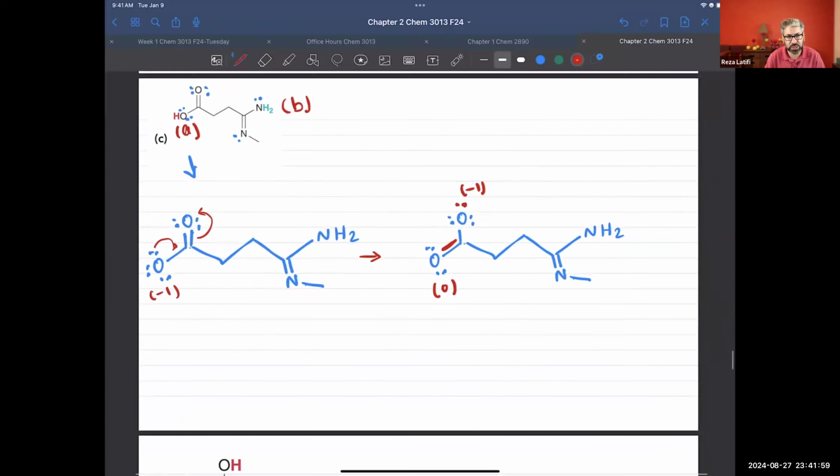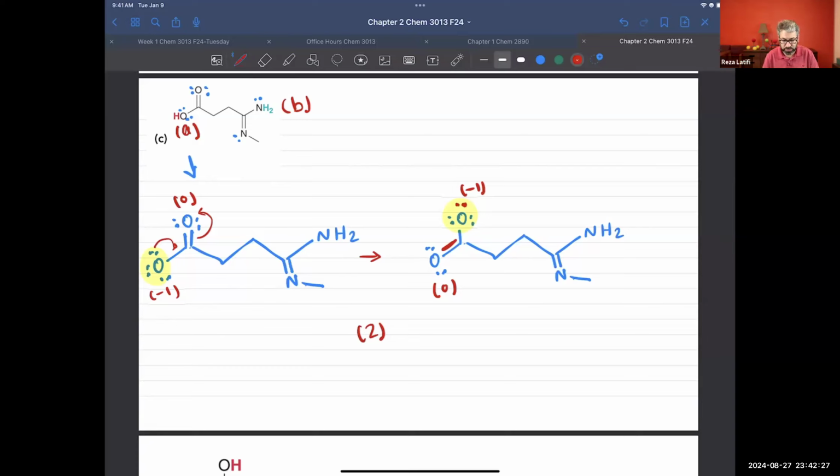If you track the charges, the negative charge used to be down, and now it is on this oxygen. So it used to be here, now it is there. These 2 resonance structures are identical. Honestly, the only difference is the position of the negative charge. Right now I got 2 resonance structures.